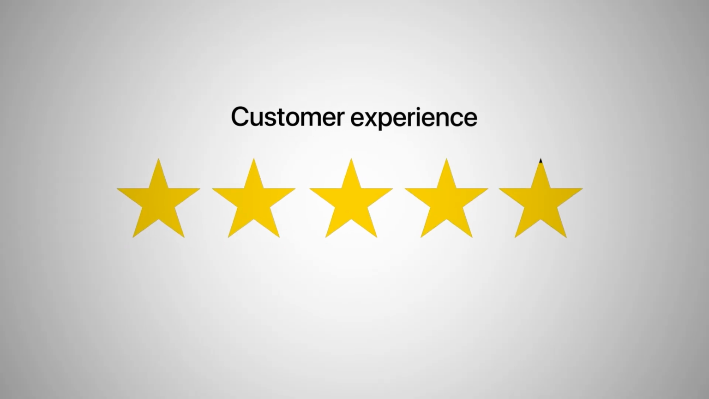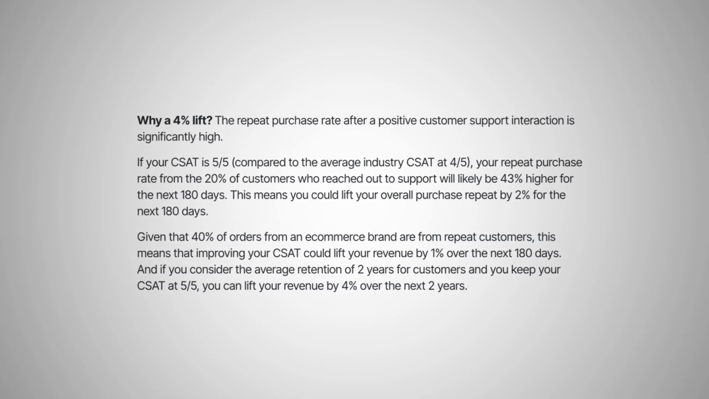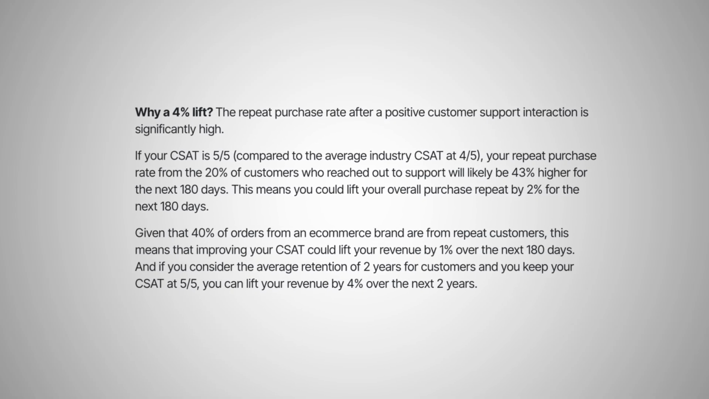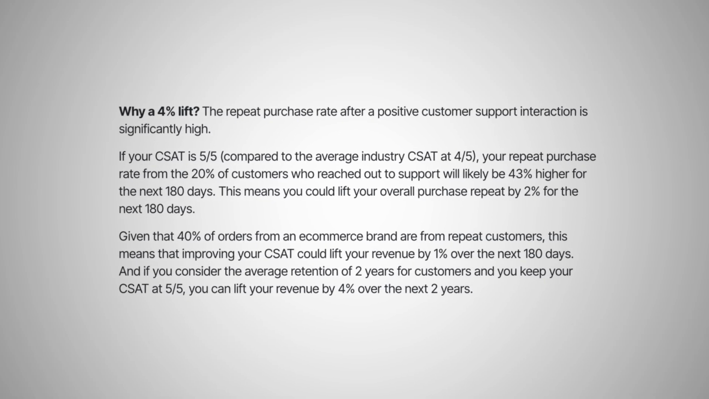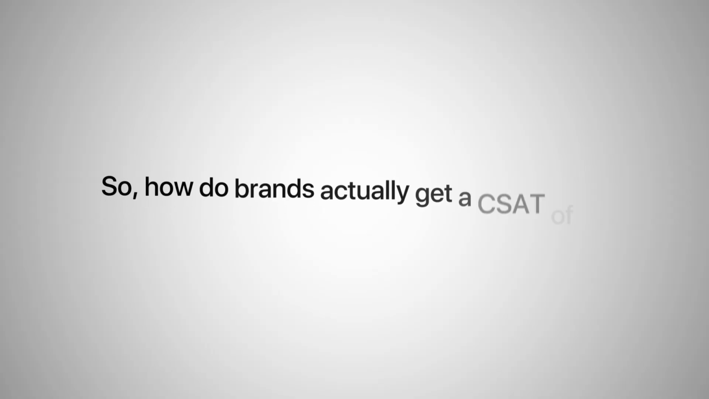The biggest lever for repeat purchases is your customer experience. Brands with a 4.9 plus customer satisfaction rating see double the revenue come from their CX teams compared to brands with an average of a 3 CSAT, according to Gorgeous. That's 10% of store-wide revenue versus 5%. And brands with a 5 CSAT see a 43% increase in repeat purchase rates over a 180-day period compared to brands with a 4 CSAT. That difference between really good and amazing can be quantified by increasing the revenue coming from returning customers by almost 50%. So how do brands actually get a CSAT of 5?